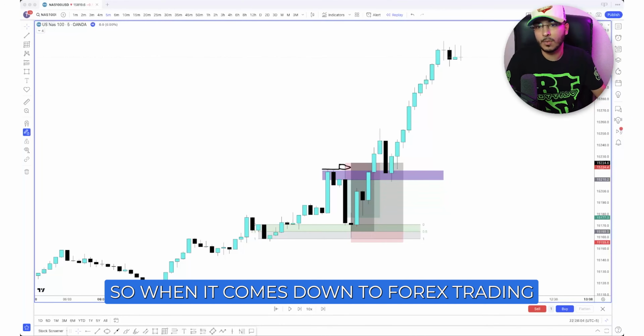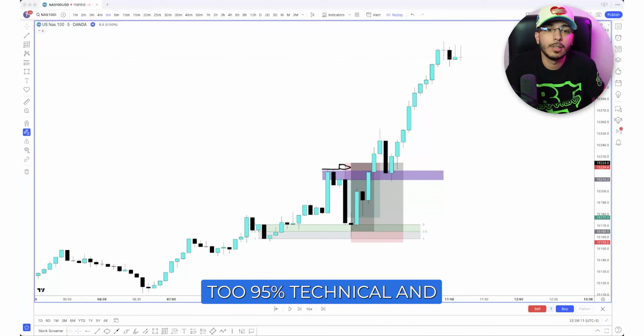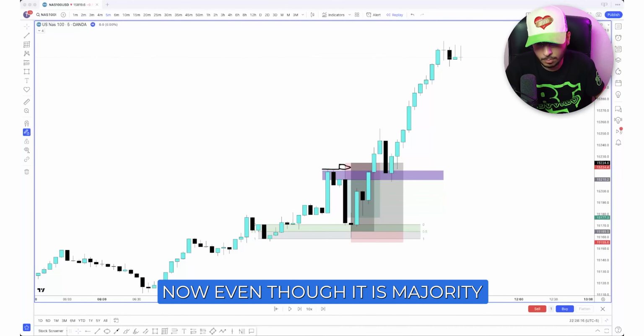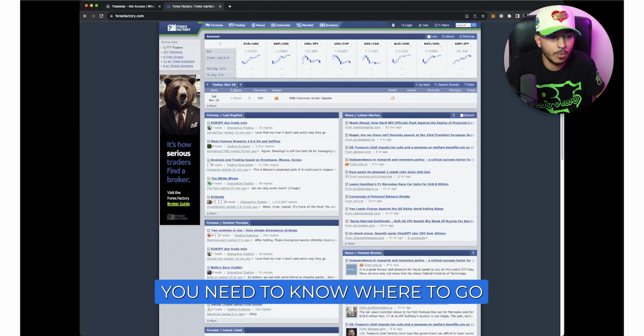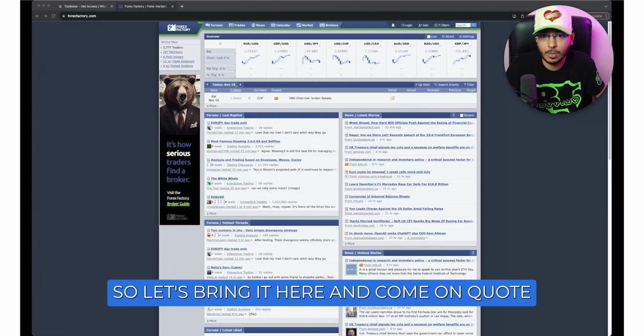When it comes down to Forex trading, Forex is almost 90 to 95% technical, and potentially like 5 to 10% fundamental. Now, even though it is majority technical, fundamentals have a key role in playing with price. So you as a trader, you need to know where to go and find your fundamentals.